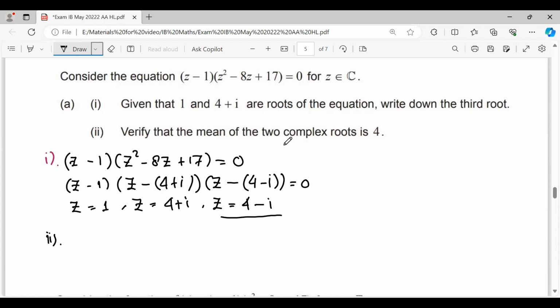Verify that the mean of the two complex roots is 4. So the two complex roots are 4 plus i and 4 minus i. So we are going to find the mean. It means (4 plus i plus 4 minus i) divided by 2, because we're going to find the mean. So the mean, (4 plus i plus 4 minus i) over 2, will be 8 over 2 equals 4.